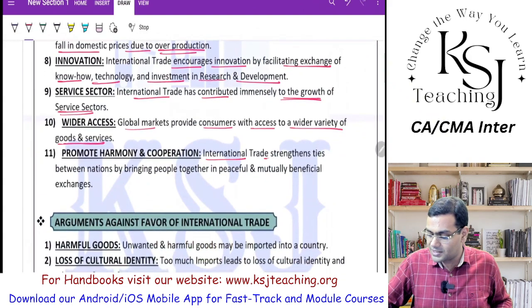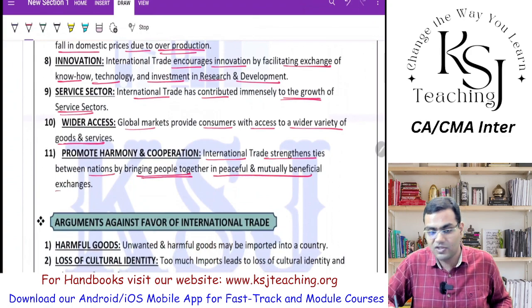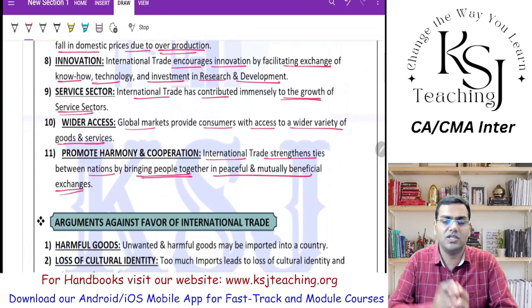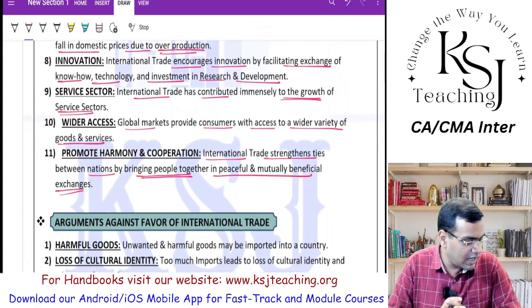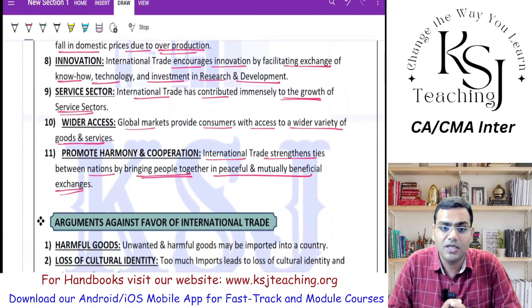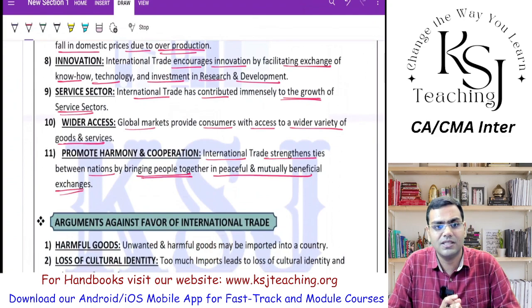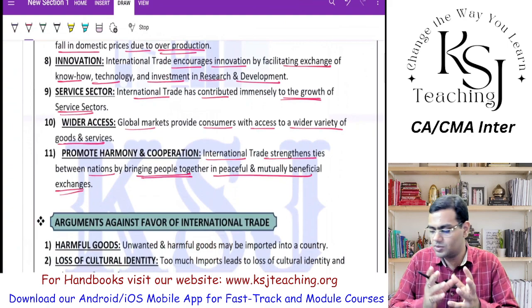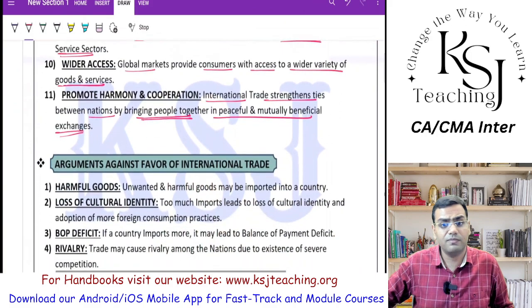International trade strengthens the ties between the nations by bringing people together in peaceful and mutually beneficial exchanges. Obviously, it is beneficial in the sense that the two countries are exchanging goods and services. Both are getting benefited from it. So there will be harmony, there will be good ties, right? There will be meetings, there will be exchanges. So all this will help in the growth of both the nations, right?